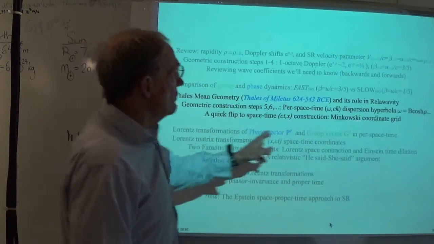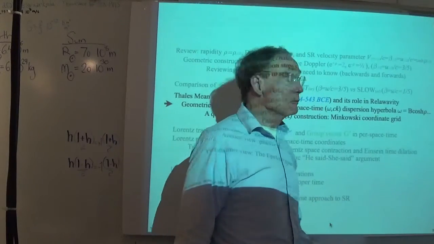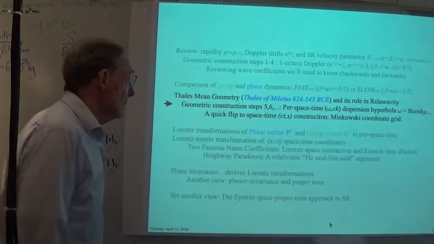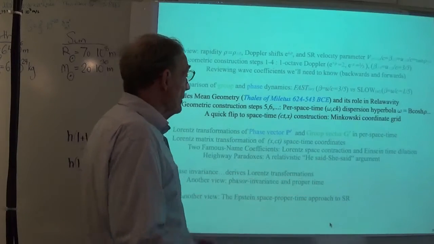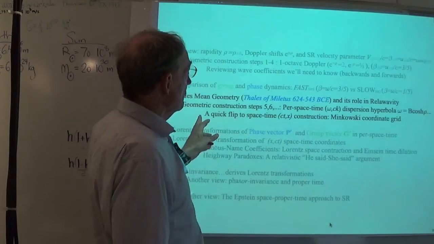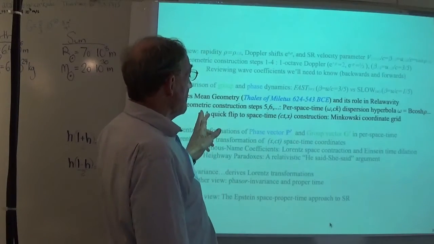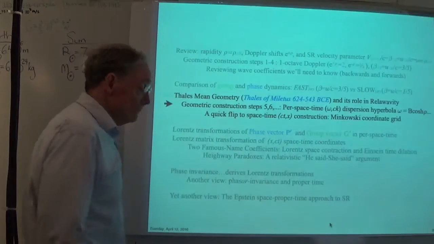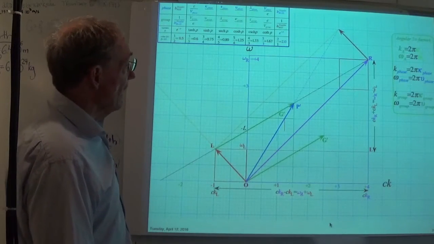Okay, now this dispersion hyperbola, which is a hyperbolic cosine, that's what it really is if you're plotting relative to rapidity. It has a usual equation, square root of something plus something for algebraic, but that's the best way to say it. That's what we want to do. We want to look at the construction steps that go with that.